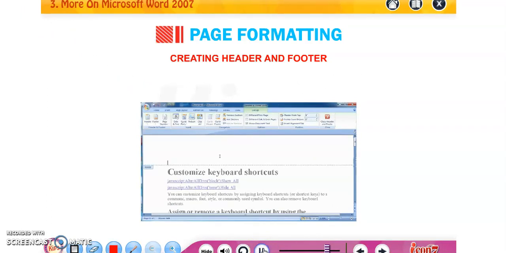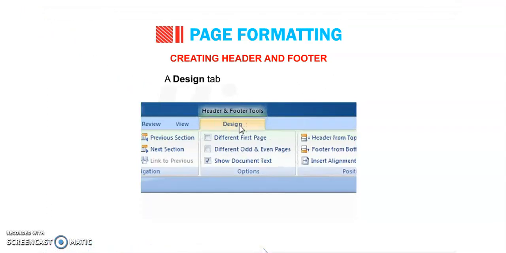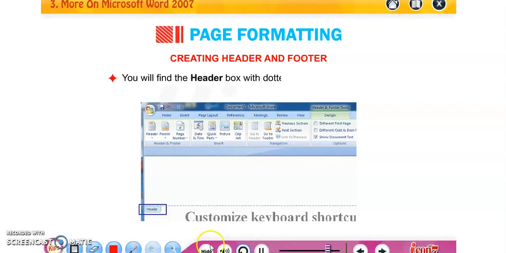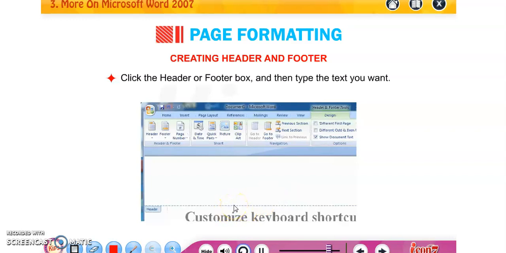Now follow the same manner for the footer option also. A Design tab will appear on the ribbon. You can see this is the header, and you will find the header box with a dotted line. Click the header or footer box and then type the text you want. This is the header footer box.